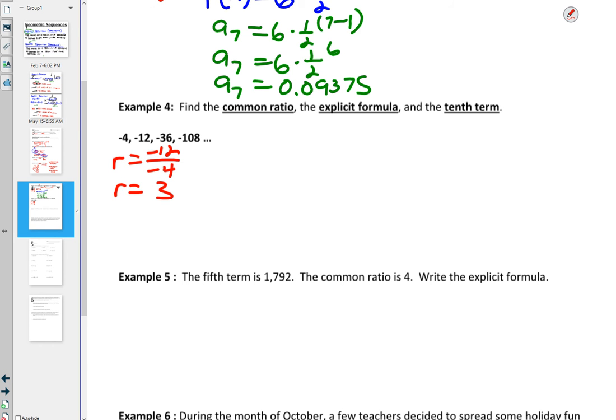So now the explicit formula here. Let's write it their way. This is another way of writing it. A sub n is equal to, what's the first number? -4 times the common ratio, which is 3, to the power of n minus 1. So now they want the 10th term. So a sub 10 would be another way of writing it. If you wrote it my way in function notation, it would be f of 10. It just depends what book you get it from.